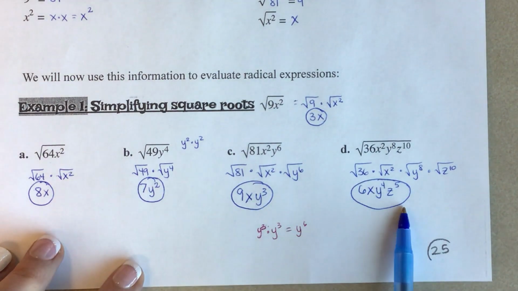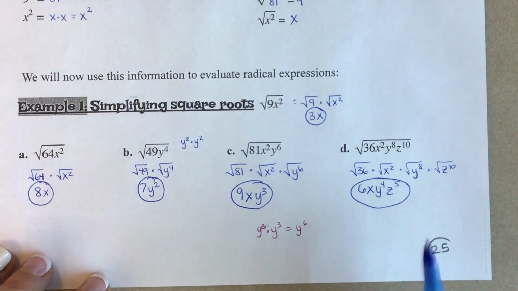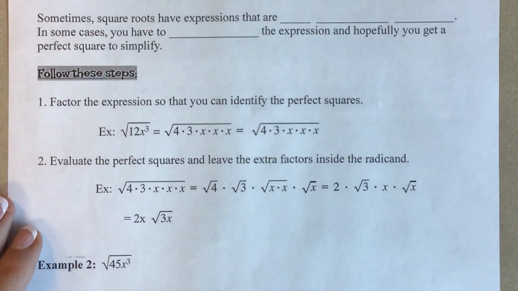Now these are all examples of perfect squares. They didn't give us messy numbers. If you get something other than a whole number, it is not going to be a perfect square. So if you get a decimal or a fraction, that is not an example of a perfect square. We're going to look at some examples like that now.